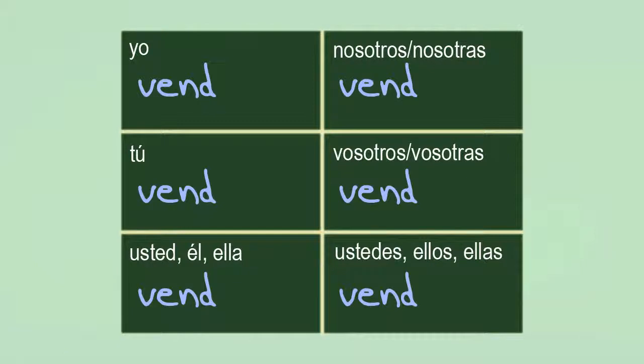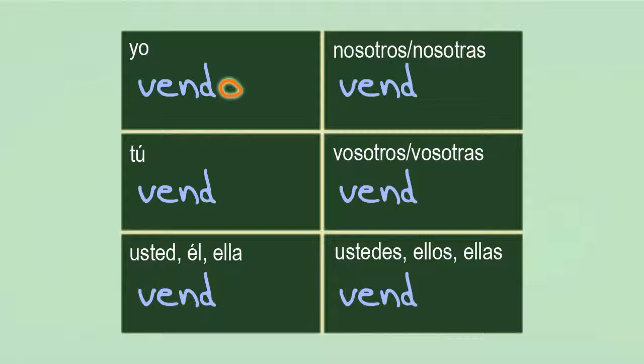Just like we learned for the AR verbs, there is a unique conjugation for each subject pronoun. These conjugations are slightly different than the conjugations that we learned for AR verbs. These are the conjugations for the ER verbs. Copy these endings down into your notes.